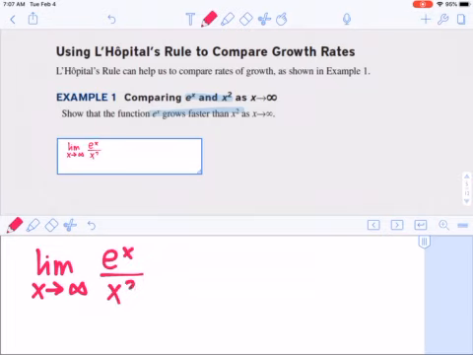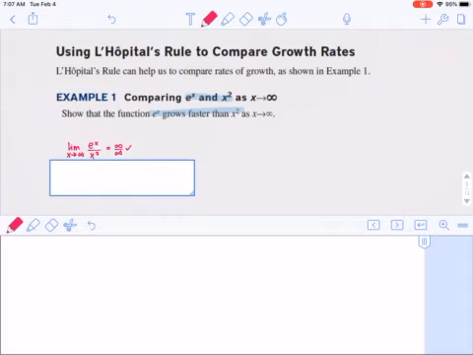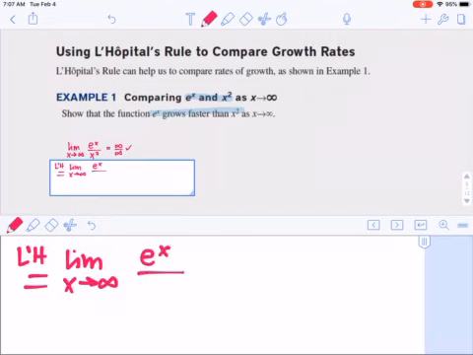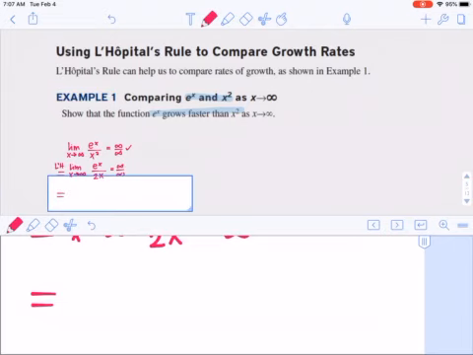I'm going to do e to the x on top. And so if I do my original plug-in step, I get infinity over infinity, which makes me L'Hopital eligible. And so, again, when I set up that limit, still need the limit statement, the derivative of e to the x, derivative of the bottom, 2x. If I plug in, I get infinity over infinity again, so L'Hopital eligible for the second time.